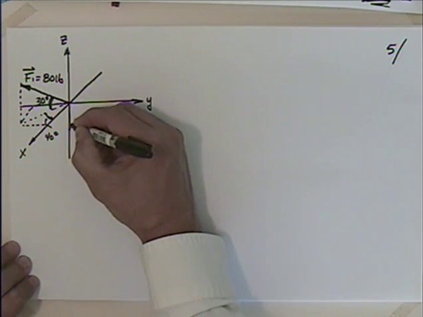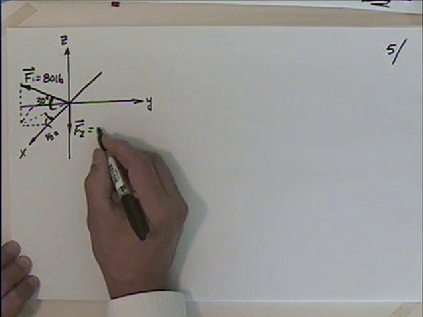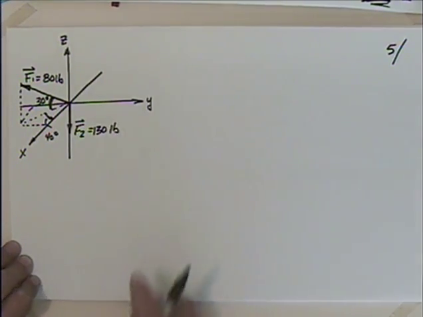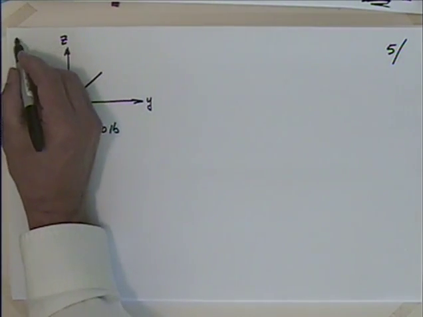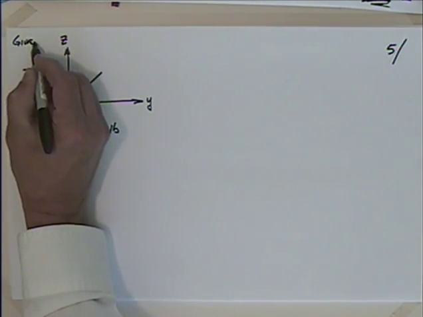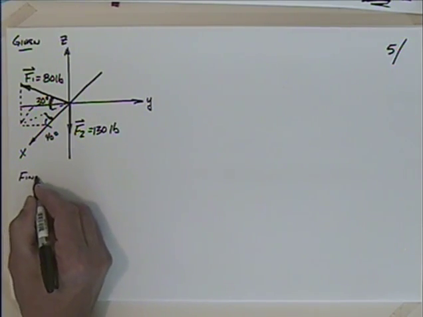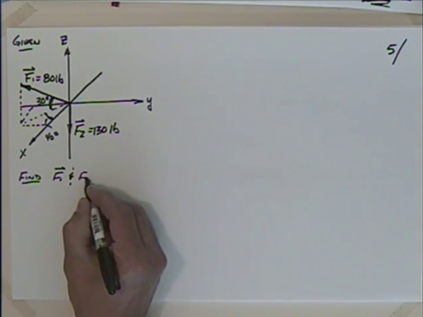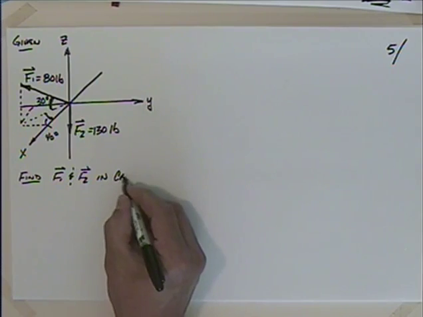Then we've got this vector here. This one's a lot easier if you're going to do group study. You want to talk about F2, which is straight down the negative z-axis, 130 pounds. So we've got an English set of units. We've got this that's given, and we'd like to find F1 and F2 in Cartesian form.